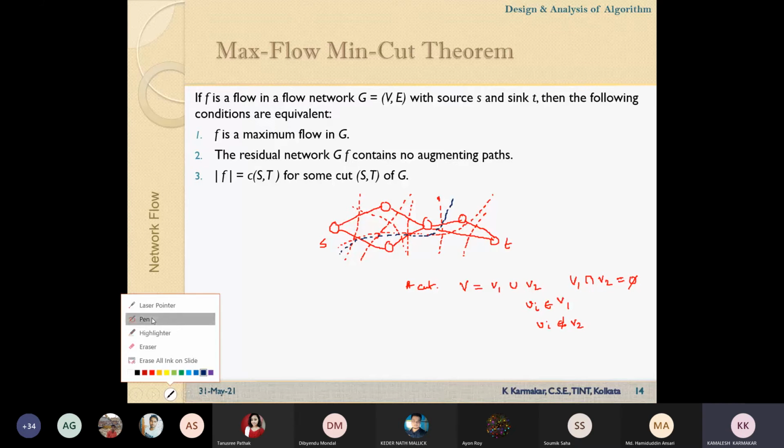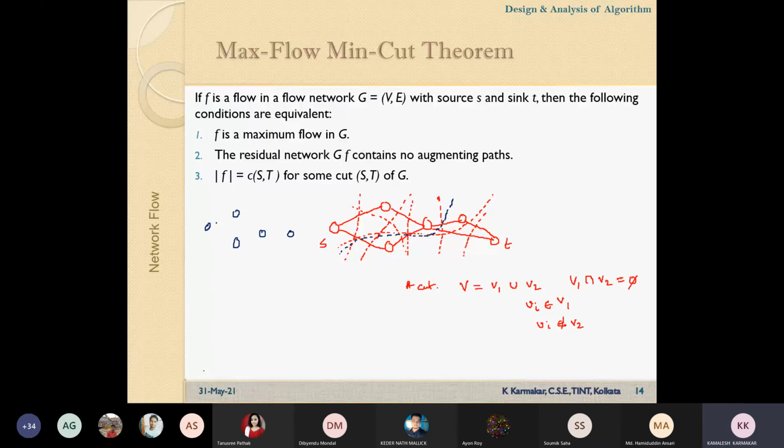Here, if we take a simple graph like this, say this is 10 units, this is 14 units, this is 2 units, this is 7, and this one is 20.